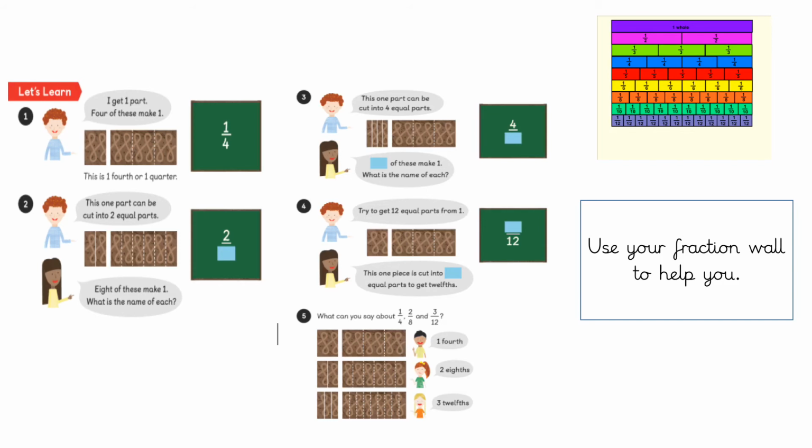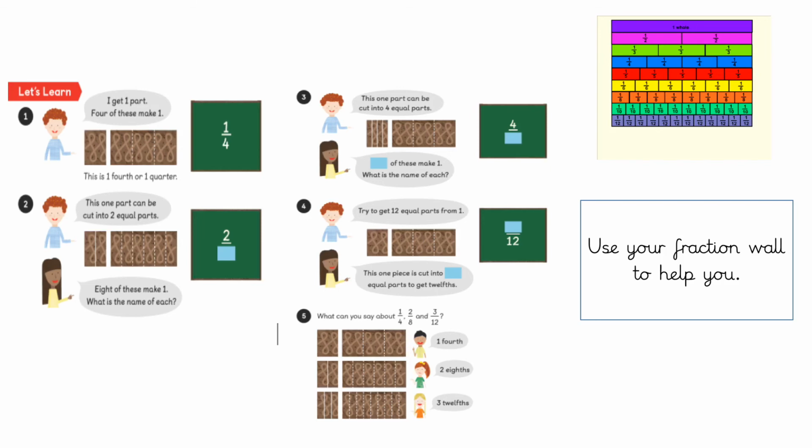Number 4, he says, try to get 12 equal parts from 1. If we look at number 4, how many parts make up a whole? At the moment, the picture shows 4 equal parts, but the boy wants us to get 12 equal parts. Let's cut each part into 3. So if we look, he now has 3/12.